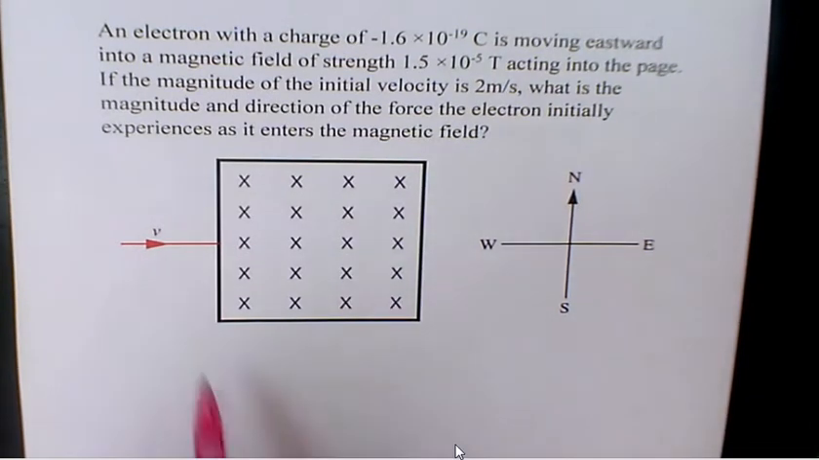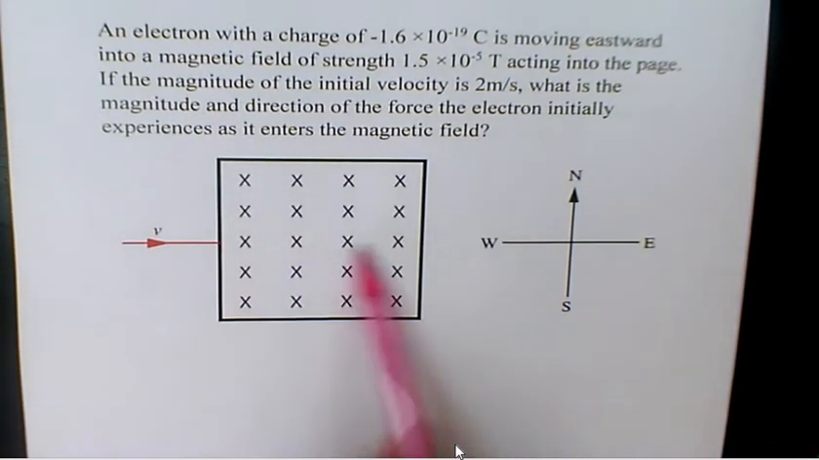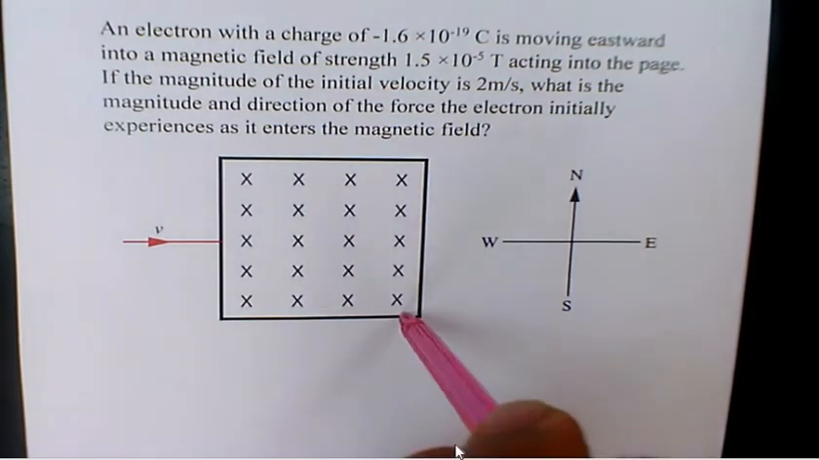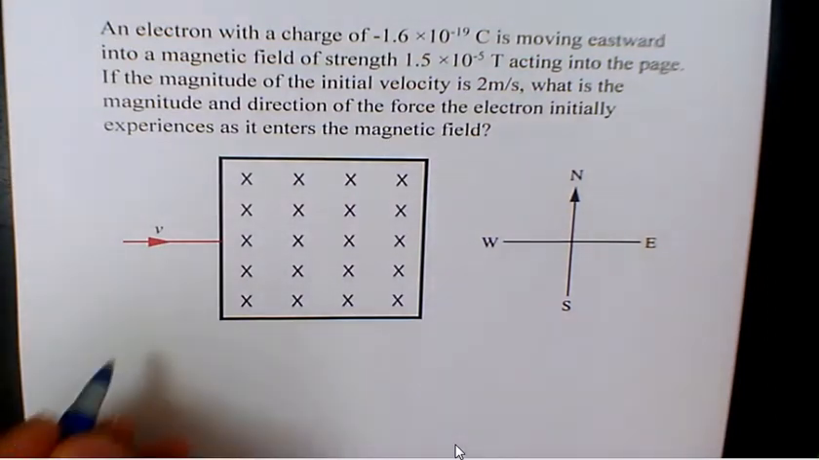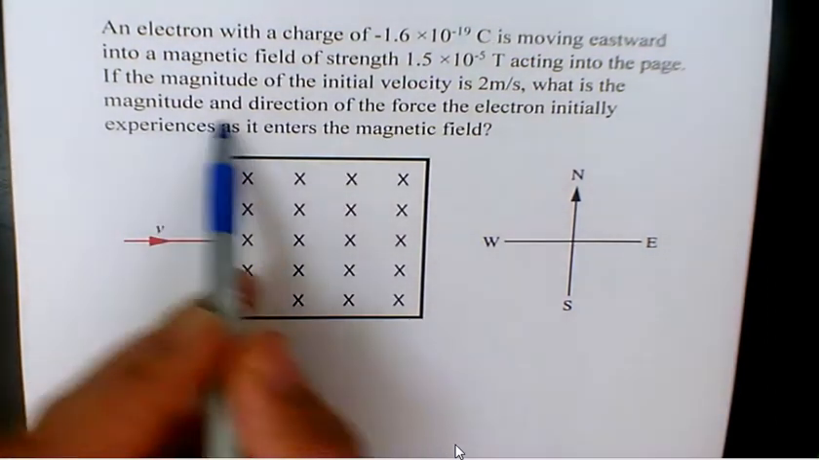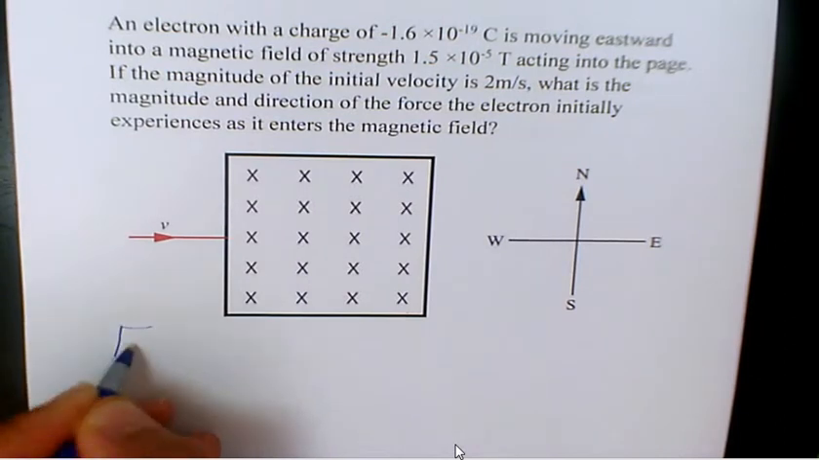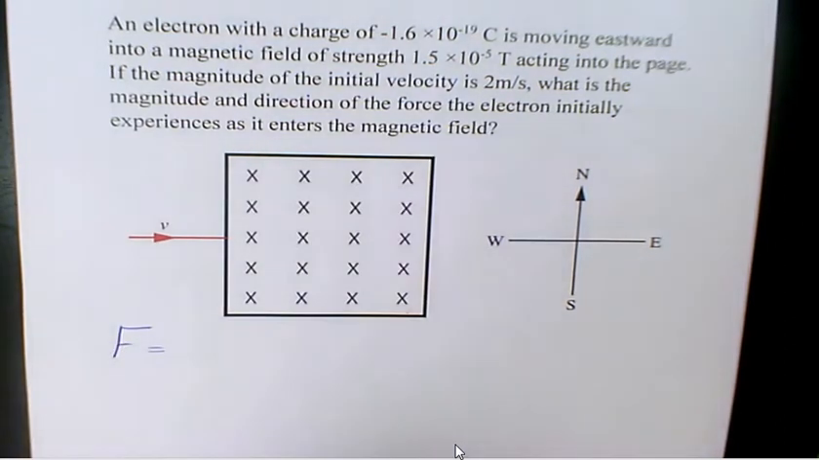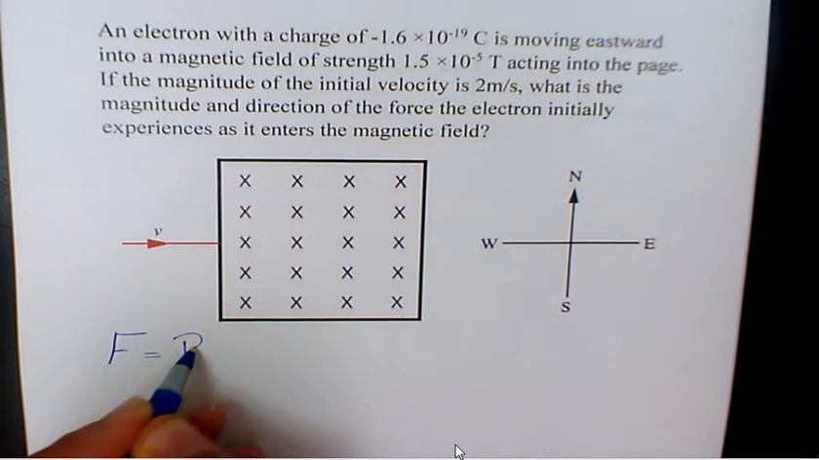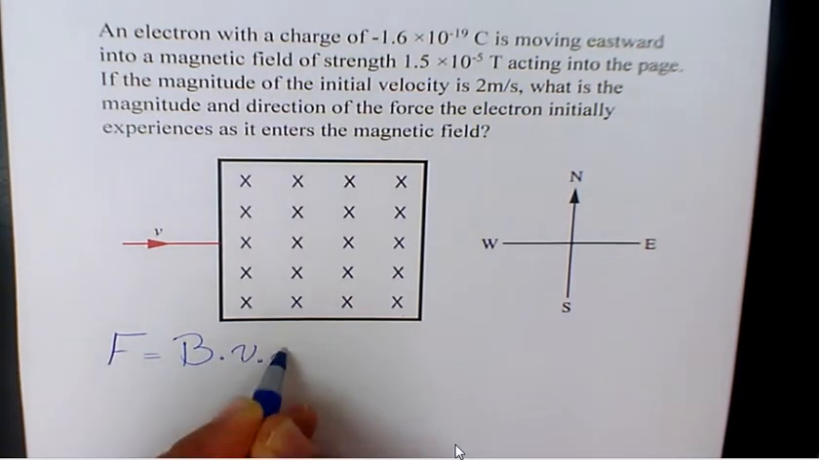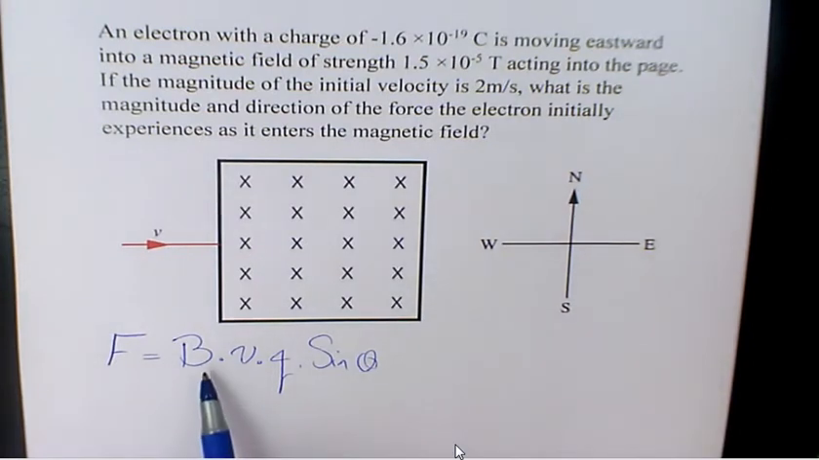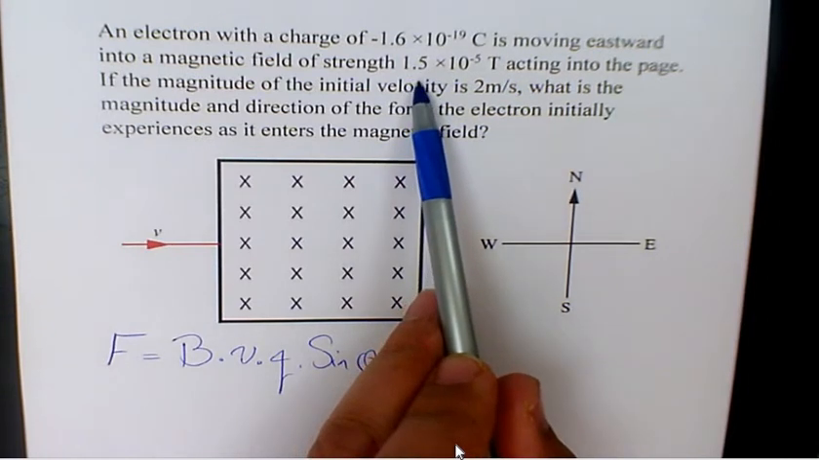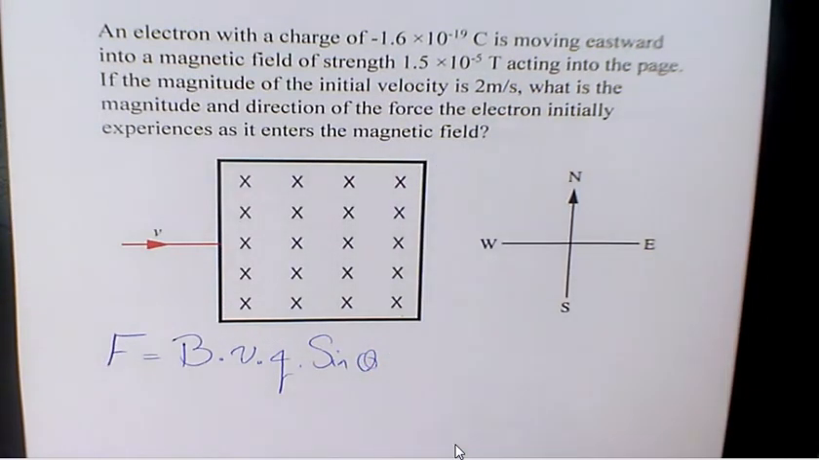So the velocity is going this way, and the magnetic field is into the page. We need to find out the magnitude and direction of the force. To find the magnitude of the magnetic force, F equals B times V times Q times sine theta. B is the magnetic field strength, which is given as 1.5 times 10 to the power of negative 5 Tesla.